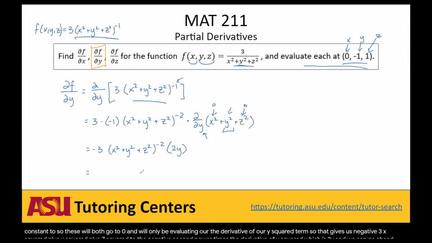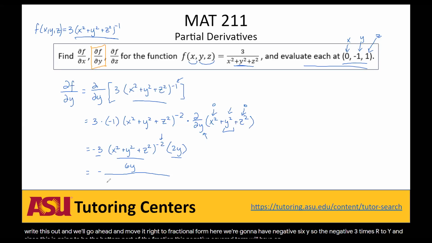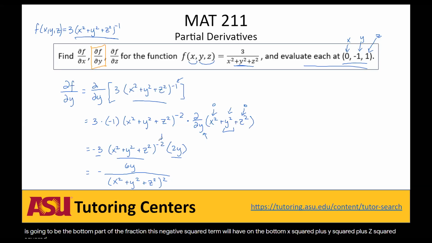And we can go ahead and write this out. And we'll go ahead and move it right to fractional form here. We're going to have -6y, so the -3 times our 2y. And since this is going to be the bottom part of the fraction, this negative squared term, we'll have on the bottom x squared plus y squared plus z squared, squared. So there we go. We have our second partial derivative of f with respect to y.